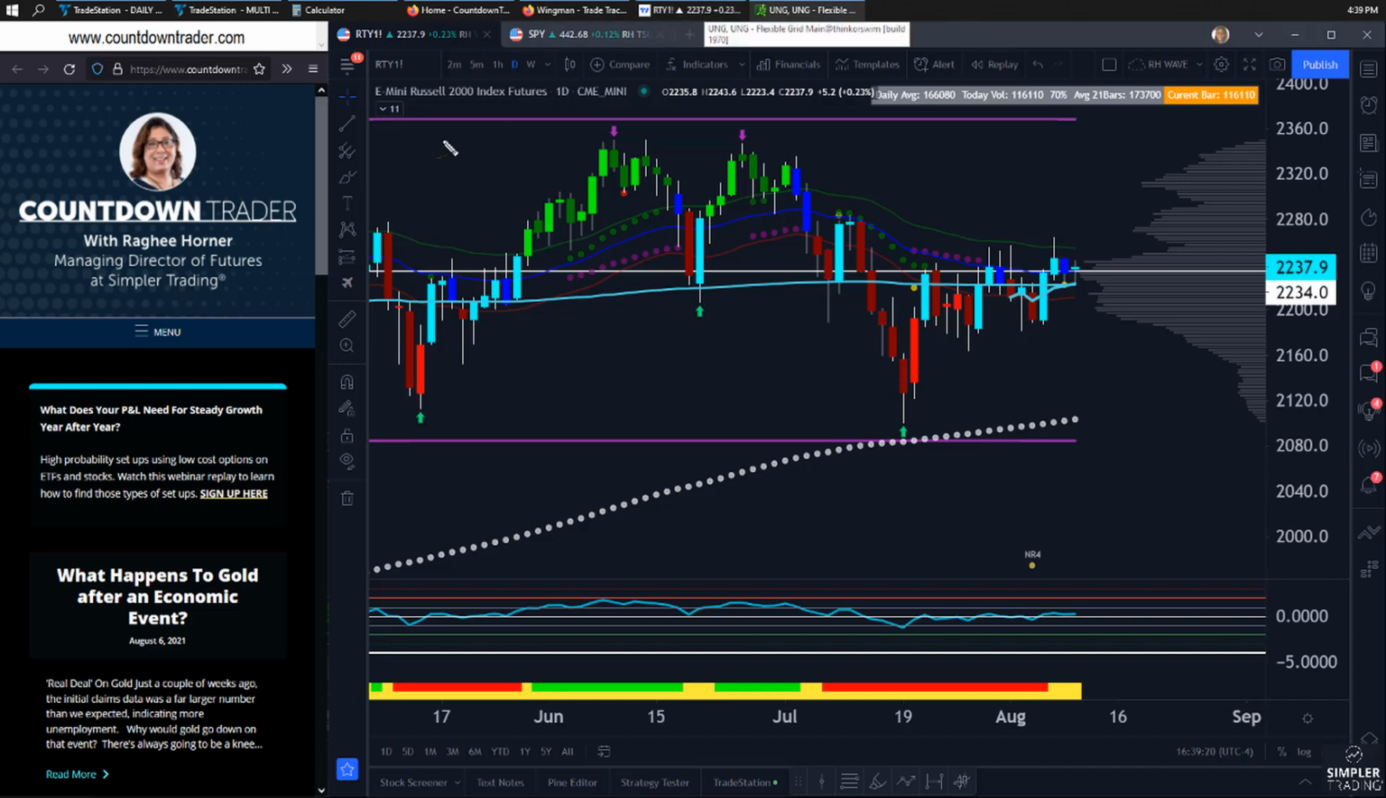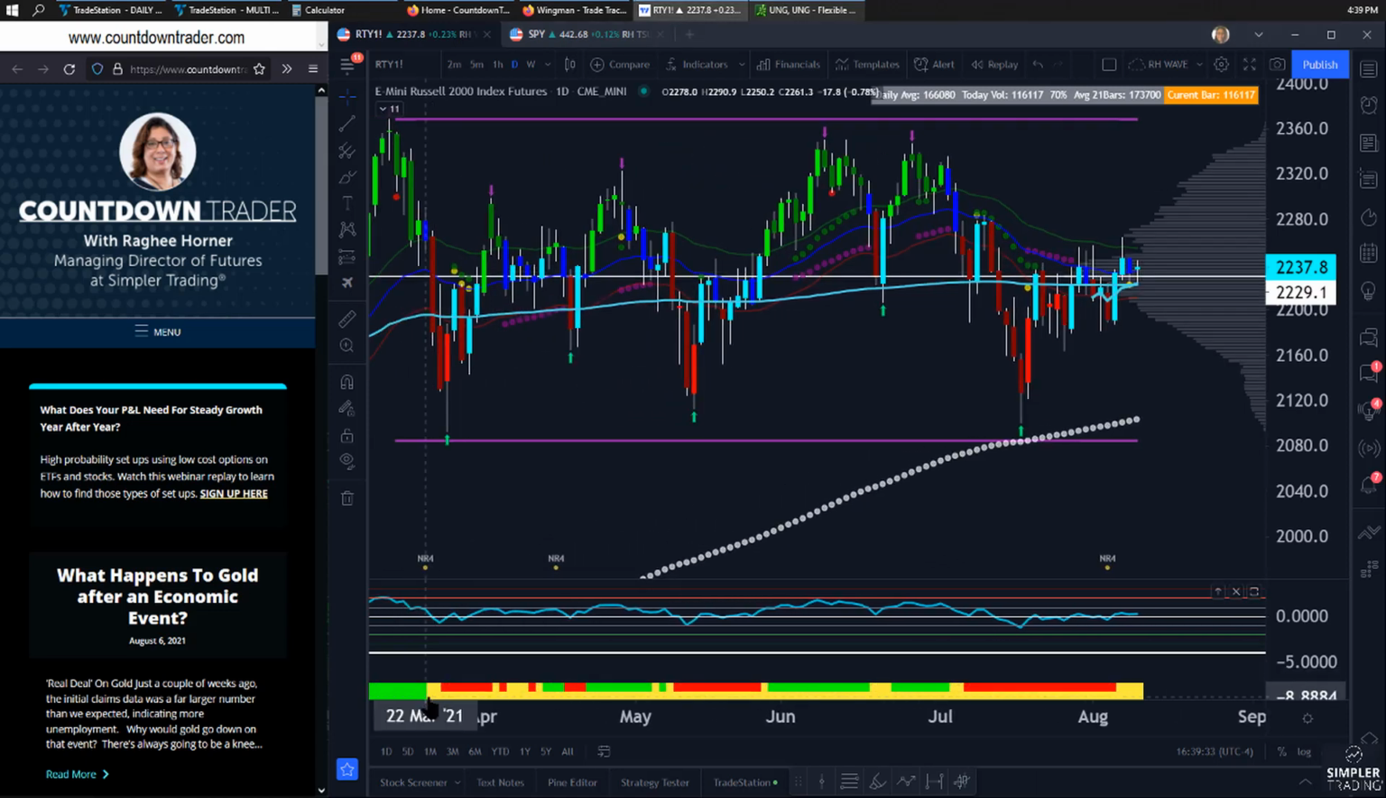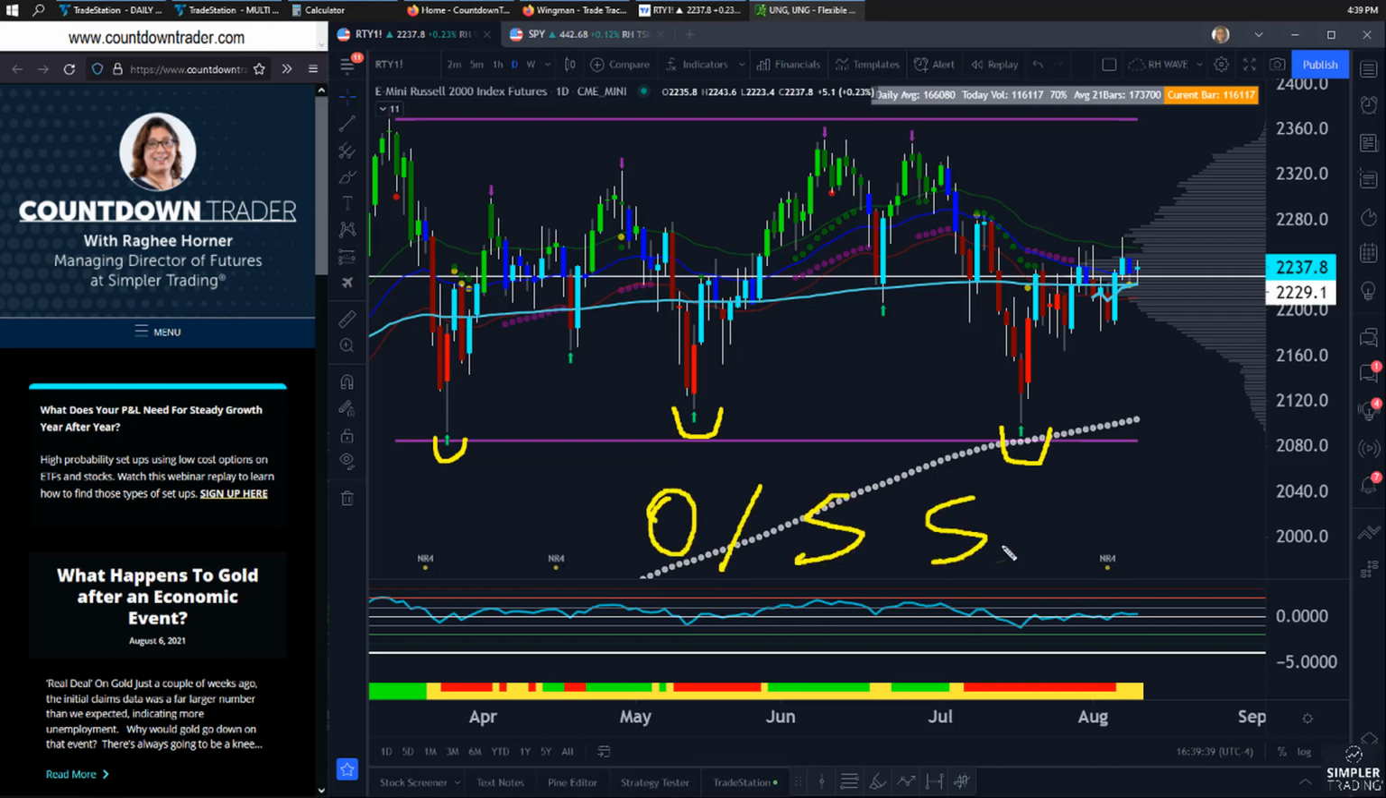So in this case, we have the RTY, which could also be traded via IWM. So we have a market that's been in chop for a really long time. Russell has been in chop since the end of March. You can see there, this has been a back and forth, and the Darvis has done an excellent job identifying Darvis signals. And Darvis, where the oversold support is waiting.